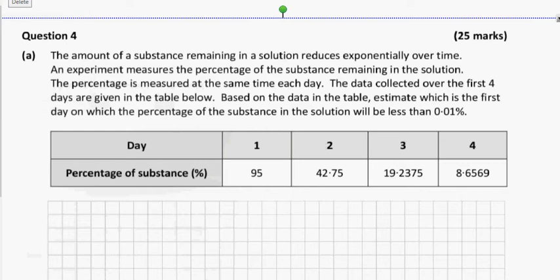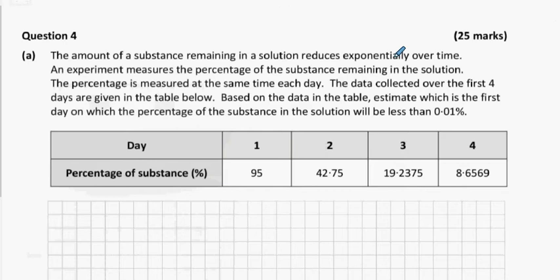questions. So, the amount of substance remaining in a solution reduces exponentially over time. The experiment measured the percentage of a substance remaining in the solution. The percentage is measured at the same time each day. The data is collected over the first 4 days in the table below. Based on the data in the table, estimate which is the first day on which the percentage of the substance in solution will be less than 0.01.